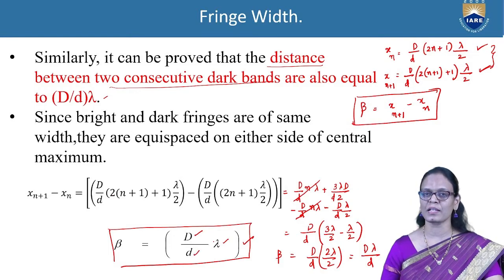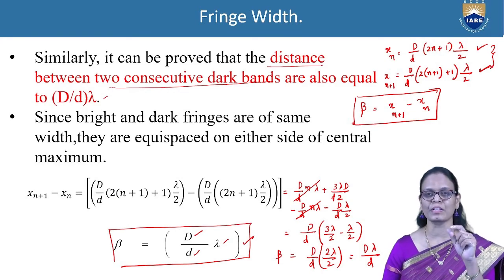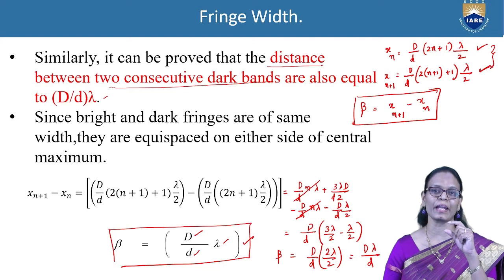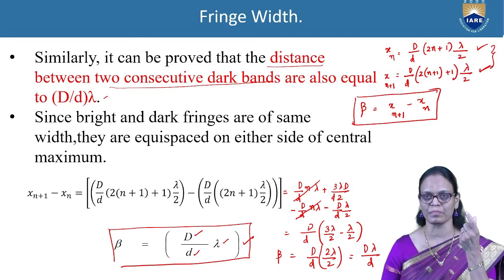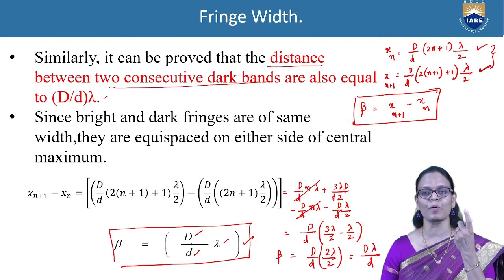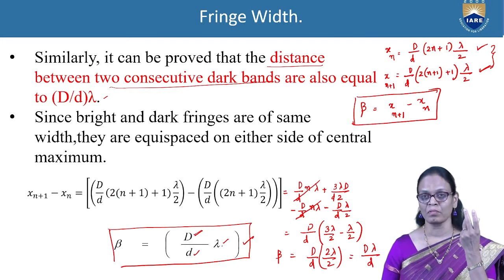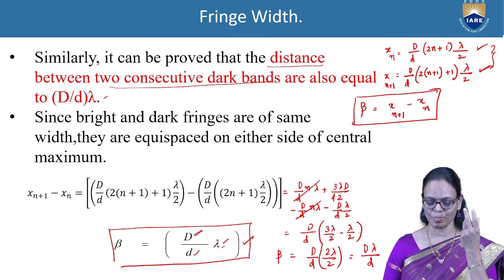So what we understand from this is the distance between any two bright fringes or the distance between any two dark fringes is the same, lambda D by d. And this fringe width depends upon three parameters: capital D, wavelength lambda and small d.